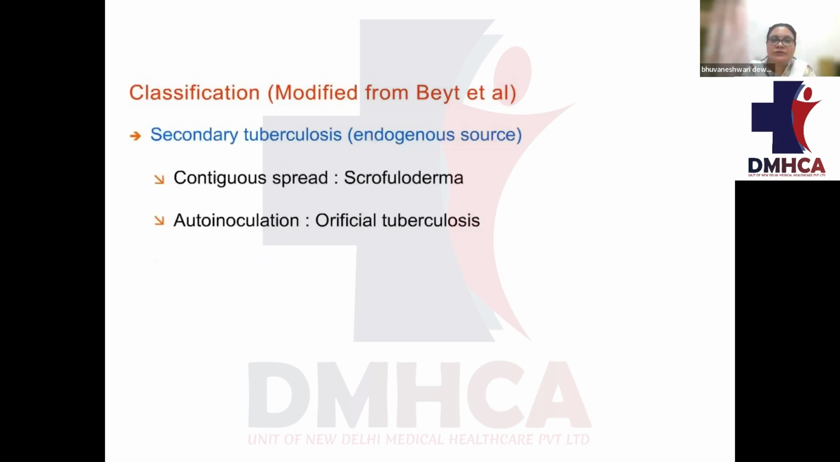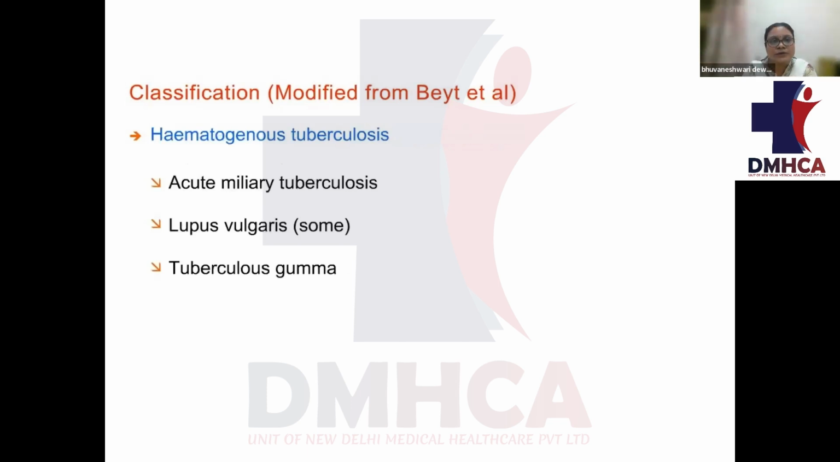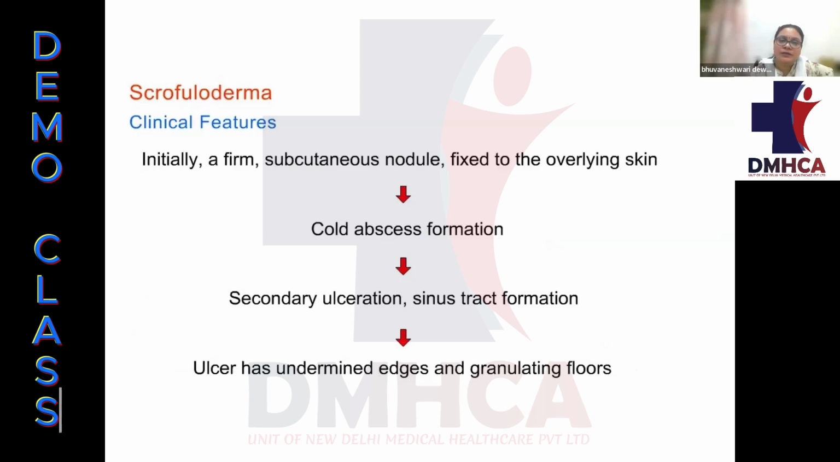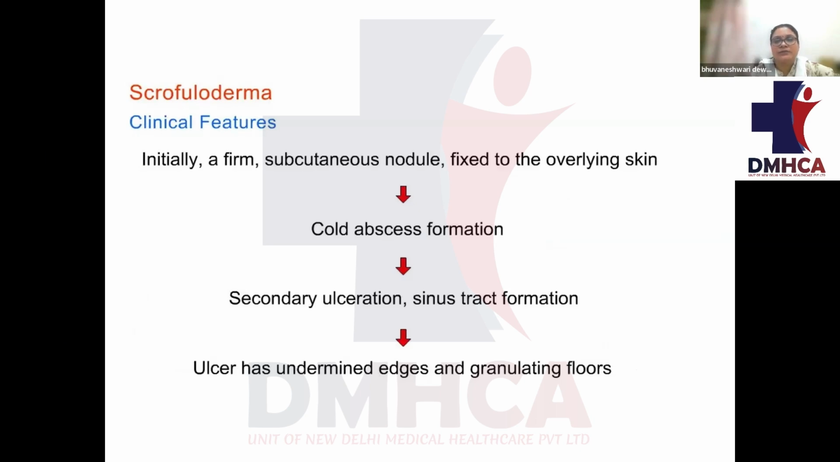Secondary tuberculosis through an endogenous source by contiguous spread causes scrofuloderma over the skin along with enlargement of lymph nodes. And by autoinoculation over the orifices, it forms orificial tuberculosis. Hematogenous tuberculosis causes acute miliary tuberculosis, lupus vulgaris, and tuberculous gumma. Initially it forms a subcutaneous nodule that is fixed to the overlying skin, that is called cold abscess formation. It may cause secondary ulceration or sinus tract formation beneath the skin.